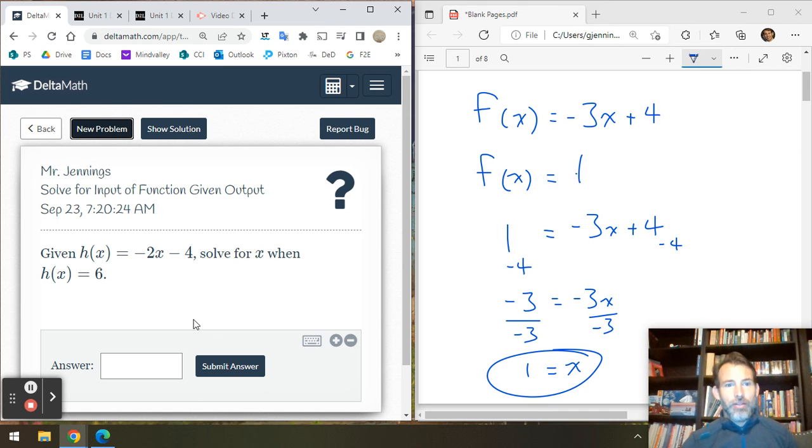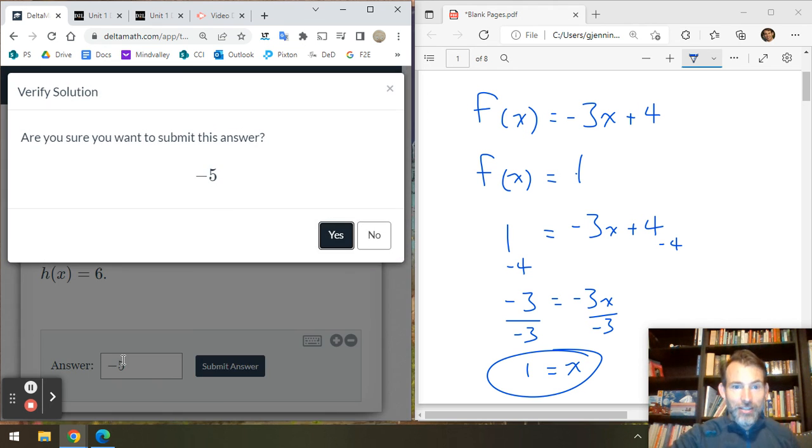Let's look at one more of these. Here I put in 6 for h of x. 6 is equal to minus 2x minus 4. Add 4 to both sides gives 10 equals minus 2x. Divide both sides by minus 2 gives you minus 5 equals x. It's not that hard to do these in your head. You can learn. You just have to practice.